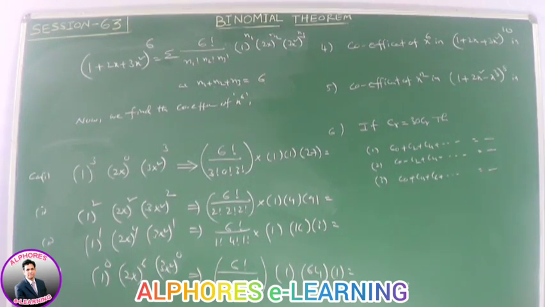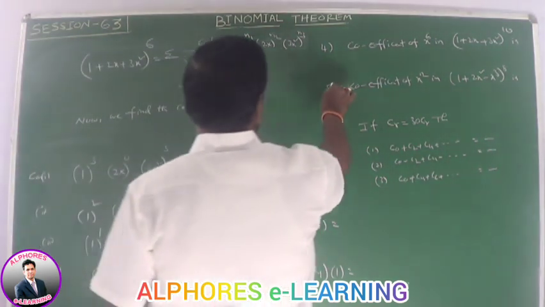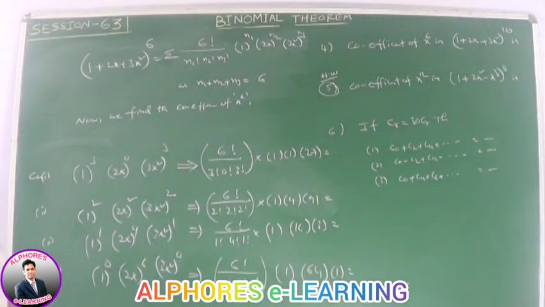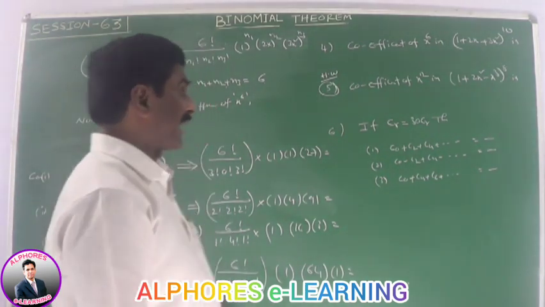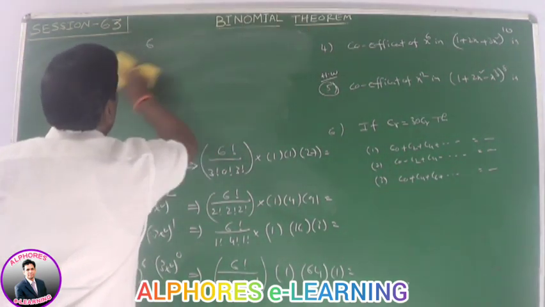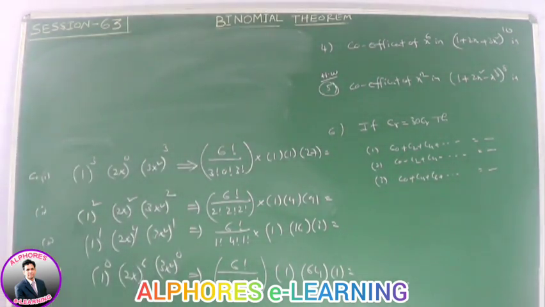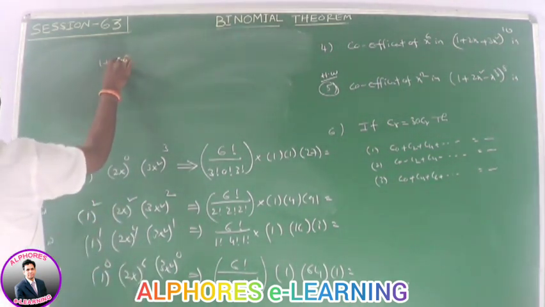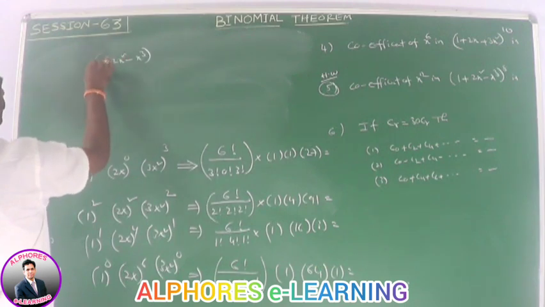Next, similarly, fifth question. It is the homework. Find the coefficient of x power 12 in 1 plus 2x square minus x cube whole power 8.